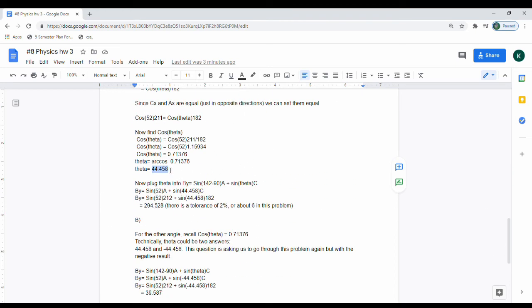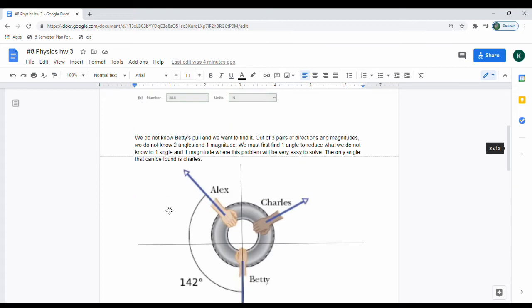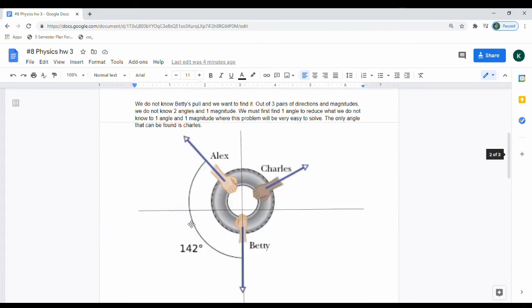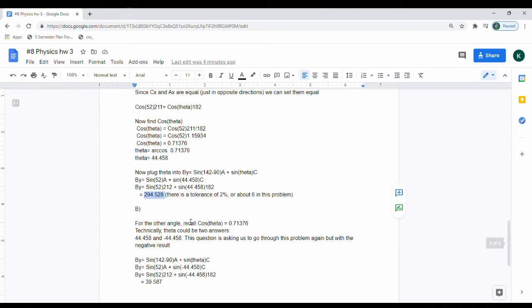So now that we know the theta, we can just plug it into this equation that we had earlier. By equals sine of that. And if we go through the work, we'll find the strength that he's pulling at. There's about a 2% tolerance allowed for this problem, and as you saw, my answer here is ever so slightly off. That's just probably because of rounding. I wasn't able to replicate it, but off by like less than 1. An answer that's almost 300.